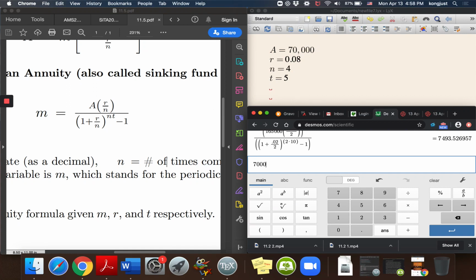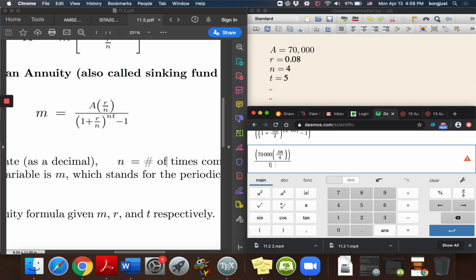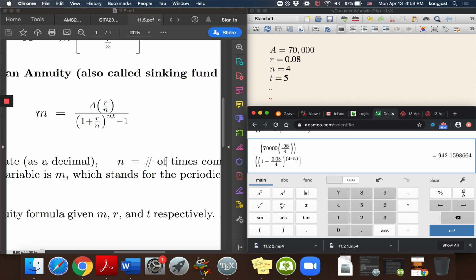A is 70,000 times 0.08 divided by N, which is 4. And remember to keep that whole thing in parentheses. I forgot to do that at the beginning, so I'm typing it now. Then the denominator in its own set of parentheses, and another one for this, 1 plus R over N. So 1 plus 0.08 divided by 4, to the, again in parentheses for the exponent, 4 times 5. And then come back down, subtract 1, close parentheses.